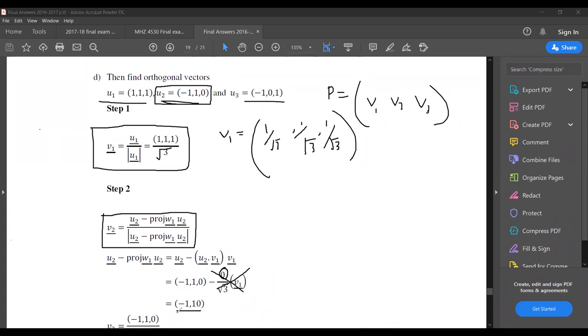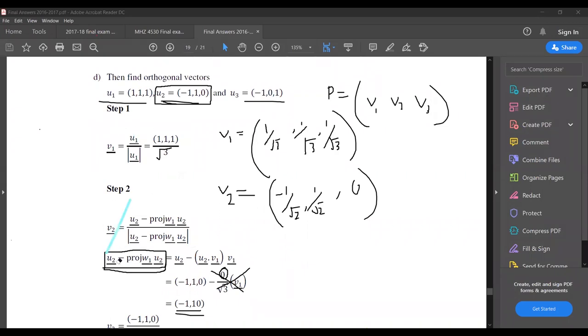So we know what u2 is. If we know u2 bar, that is u2 minus its projection, we can find the modulus. The modulus is root 2, and if you divide by it, we can find v2. So v2 is minus 1 over root 2, comma 1 over root 2, and the final term is zero. Similarly, we can find v3 also.